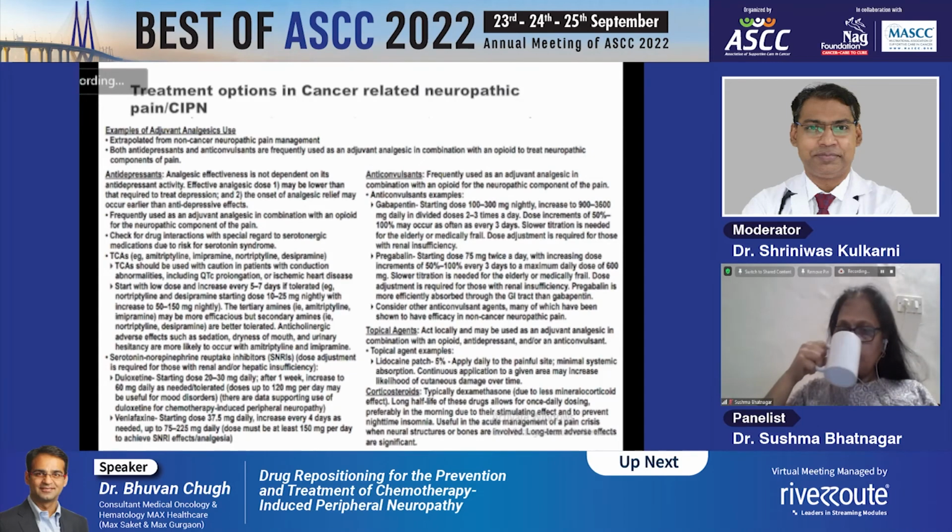So basically, this is in a nutshell what the NCCN guidelines recommend, especially in the management of cancer-related neuropathic pain. As Sushma ma'am has depicted, we use mainly non-pharmacological measures, and as Vinayak sir has depicted, we commonly use pregabalin, duloxetine, and other SNRIs or tricyclic antidepressants. So this is basically a nutshell overview of various medications along with their doses.